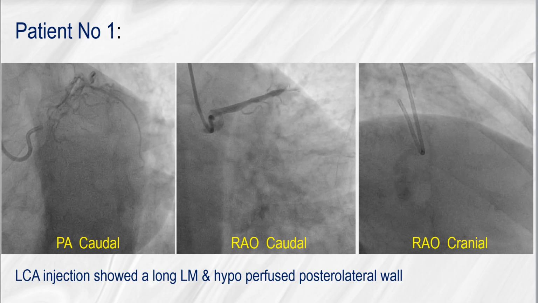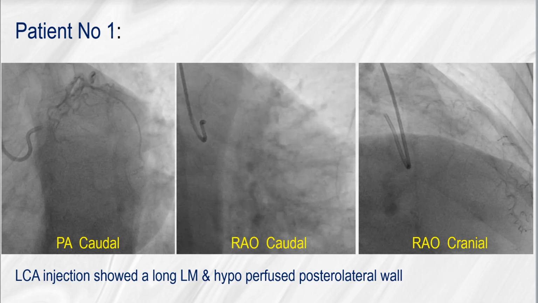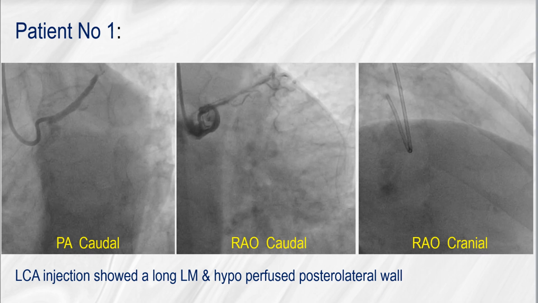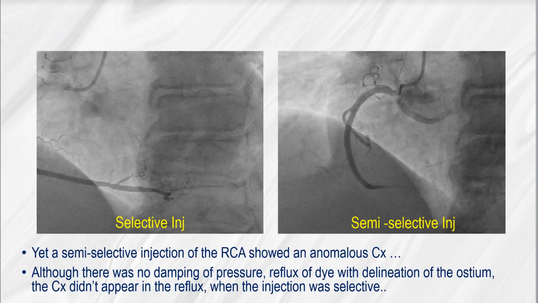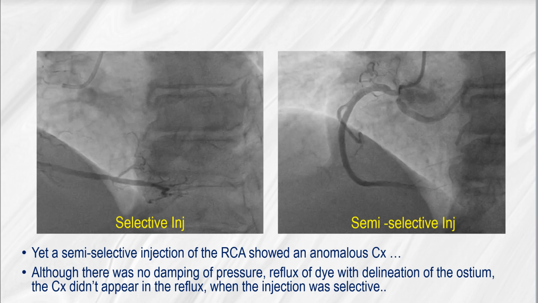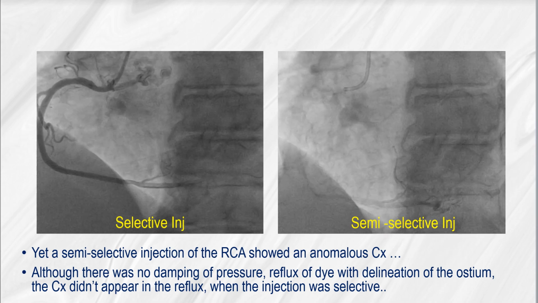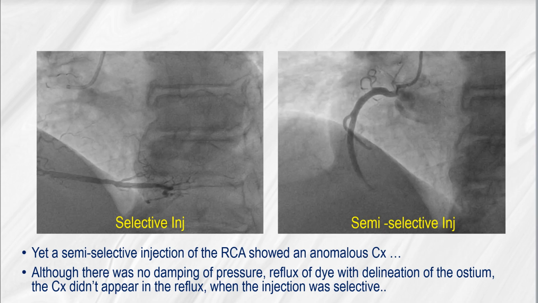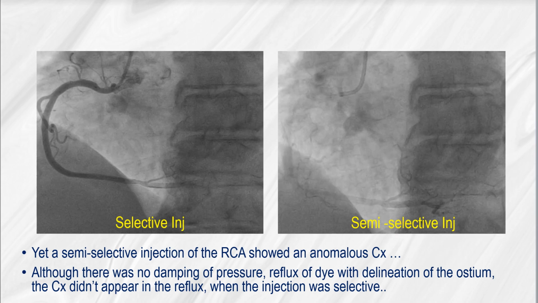Regarding case number 6, first patient, left injection showed a long left main and a hypoperfused posterolateral wall. Yet, a semi-selective injection of the right coronary artery showed an anomalous CX. Although there was no damping of pressure, and reflux of dye with delineation of the ostium, the CX didn't appear in the reflux when the injection was selective.